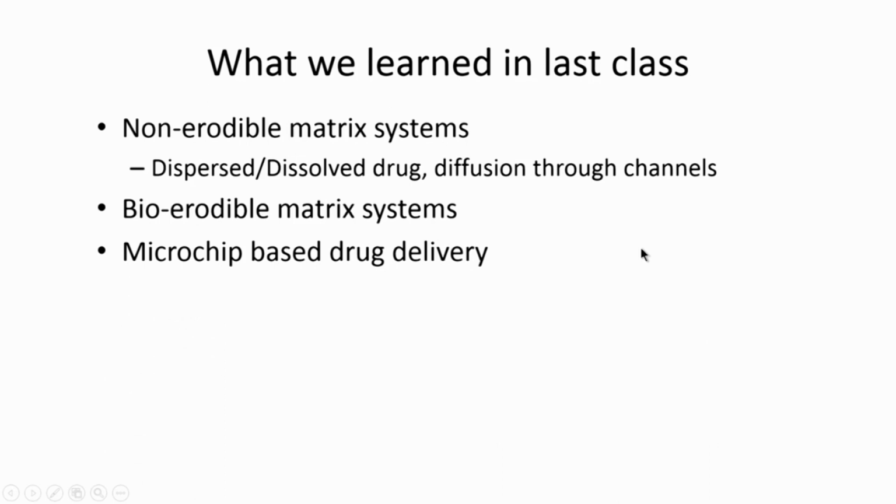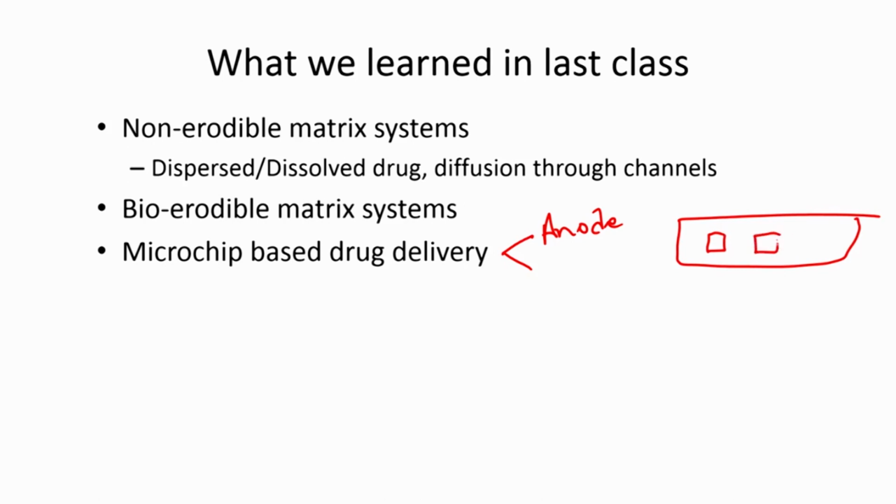Then towards the end we talked about microchip based delivery. In this case we discussed 2 cases. One was anode based, in which you have a reservoir that is capped with thin metal anode films, and once the current is applied, these degrade and whatever is in the reservoir gets dispensed into the system.